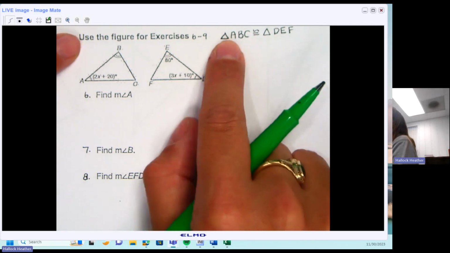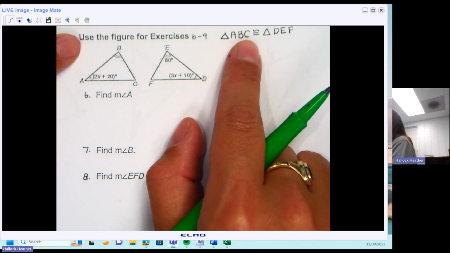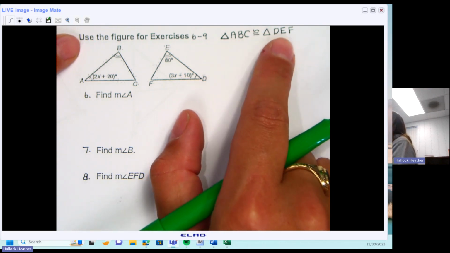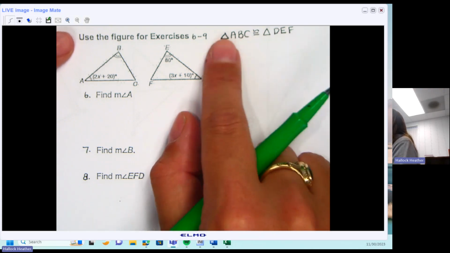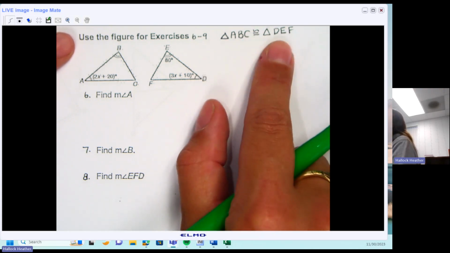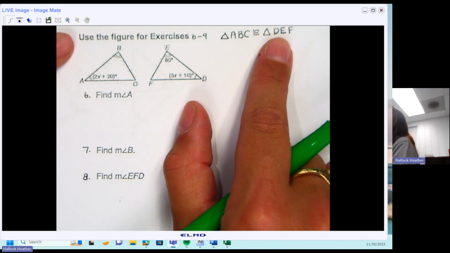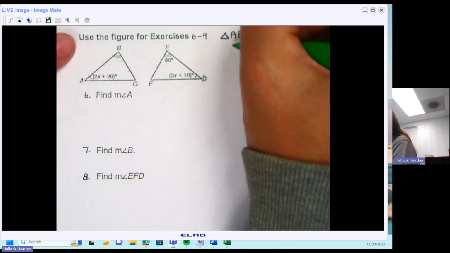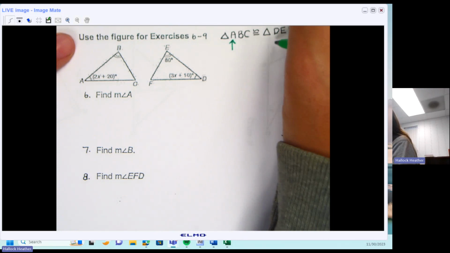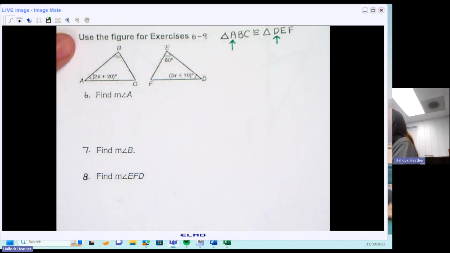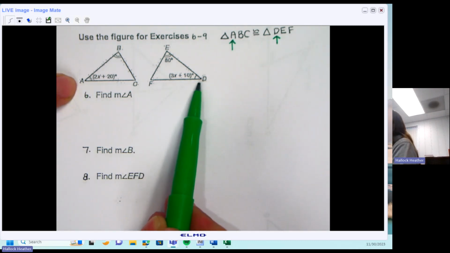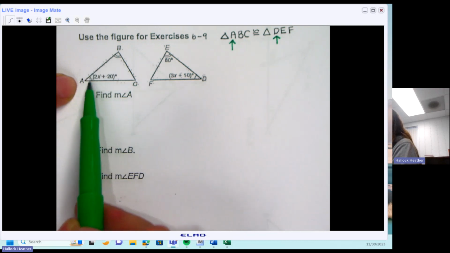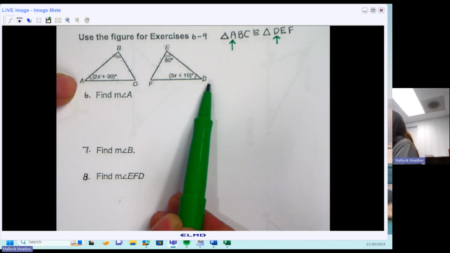And then it says triangle ABC is congruent to triangle DEF. If you look at the way they write this, we talked about this in the beginning of the year, the way that they write these statements is the way that they're showing certain pieces are congruent to each other. So notice that the first letter is A and the first letter over here is D. If you look at your picture, A is over here and D is over here. They both have 1 arc mark. Those are congruent to each other.